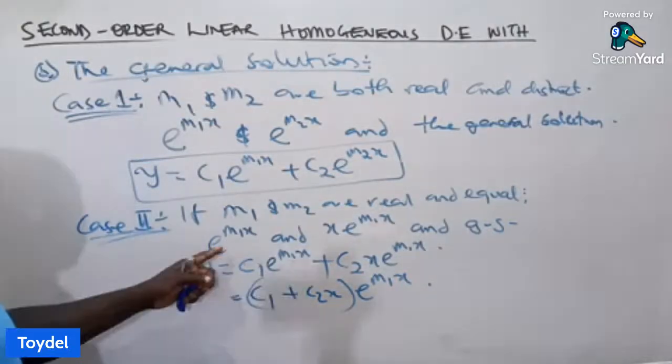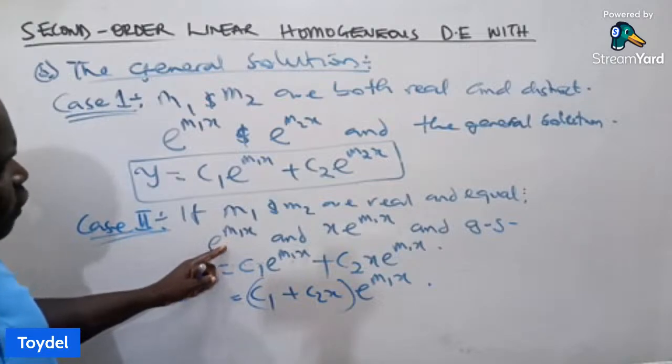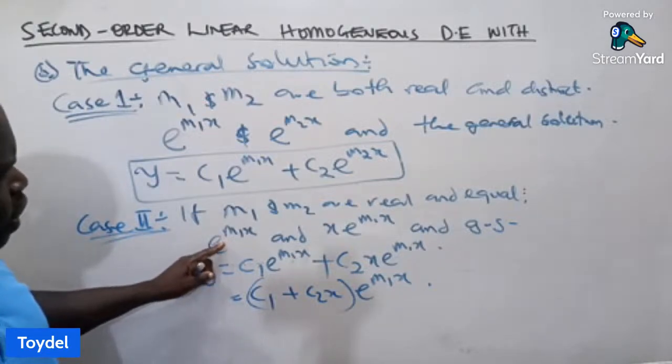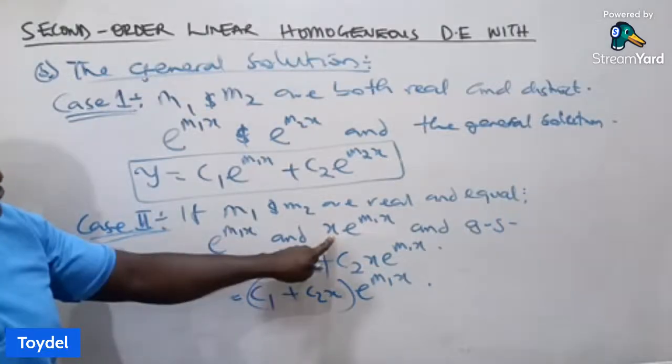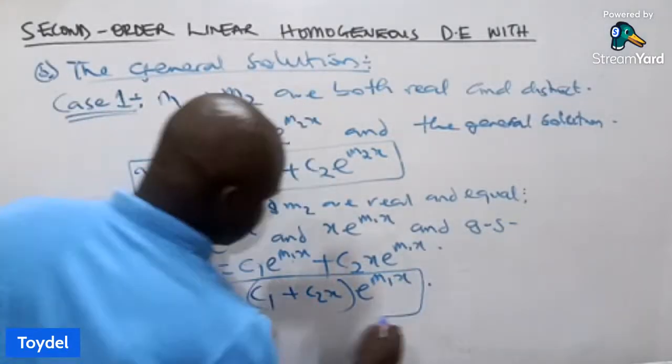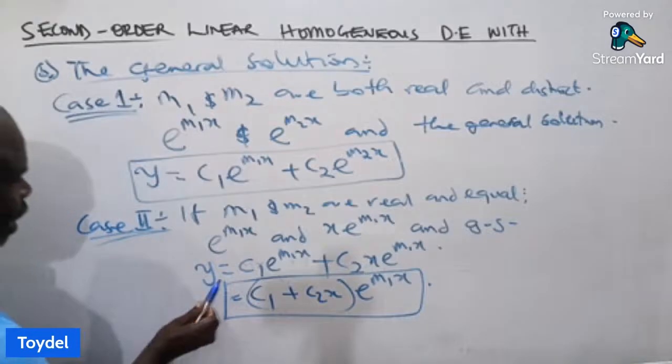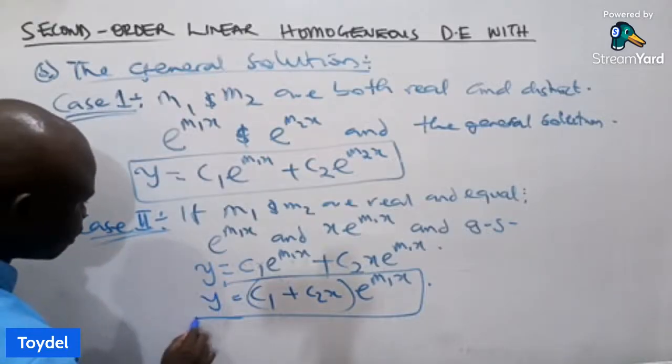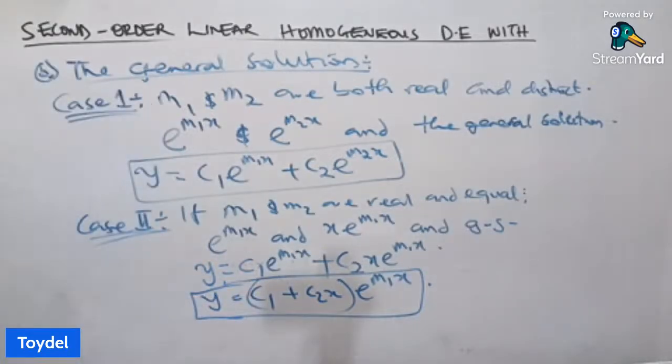What we are going to do is that the first solution will be e^(M1x). Then for the second one, there will be an additional x. We are going to add x to this. That will be x e^(M1x). So the general solution will look like this. By the time you take out what is common, we are going to get y equal to (C1 plus C2x) into bracket e^(M1x). So that's what we are going to get in the second case.